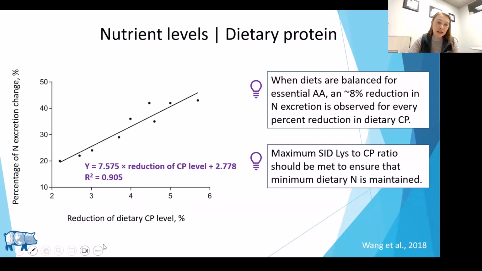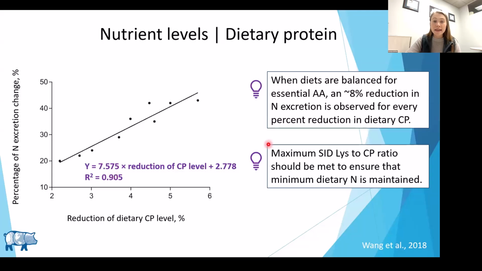But one main aspect when we're thinking about nutrient levels is that we can think about nitrogen excretion. And so this is really related to the level of dietary crude protein. And what we found through different research studies is that we can have about an 8% reduction in our nitrogen excretion for every percent reduction that we have in crude protein. And so this is really related to the fact that we have these intact proteins, and if we can have synthetic amino acids replace those, maybe we're better able to meet that pig's requirement without having excess nitrogen.